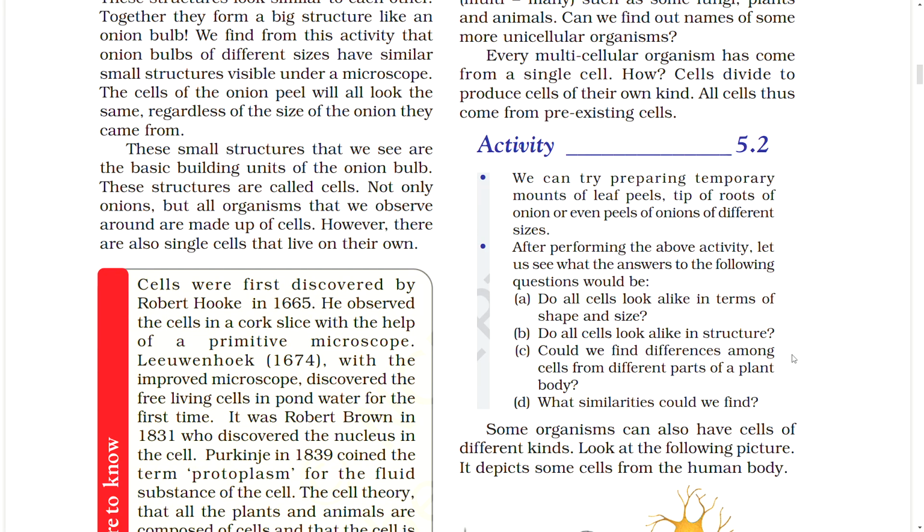Activity 5.2. Do this. We can try preparing temporary mounts of leaf peel, tip of roots of onion, or even peels of onions of different sizes. After performing the above activity, let us see what the answers to the following questions would be.